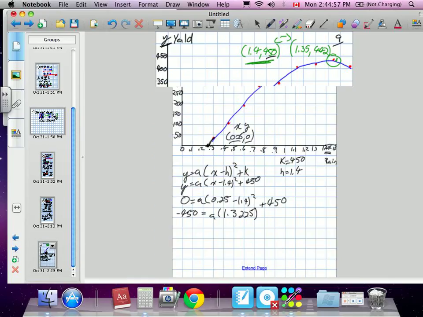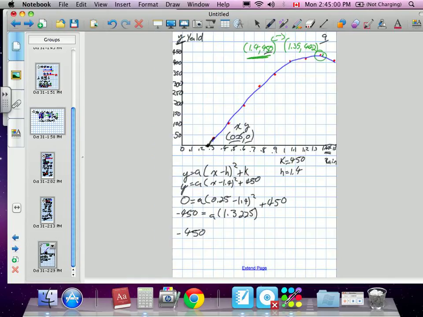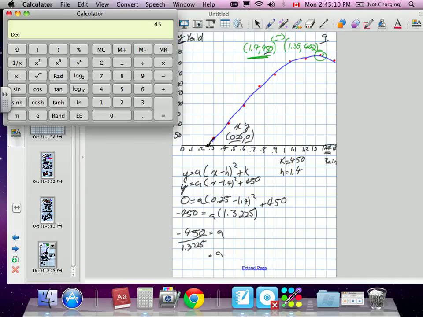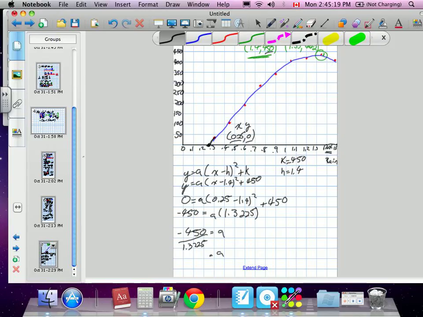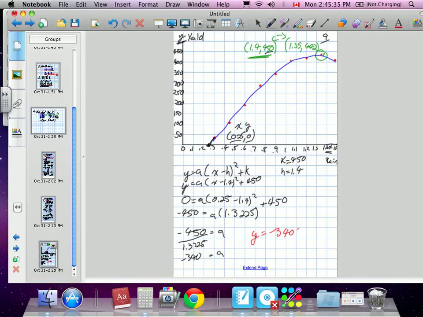When I bring that over, we'll actually get an a value, so we'll do negative 450 divided by 1.3225. We're going to round it to negative 340. Yeah. So our a is negative 340. So the equation of our line is y. I'll do it in red just so you guys know. y is equal to negative 340(x minus 1.4) squared plus 450. And that would be the equation.